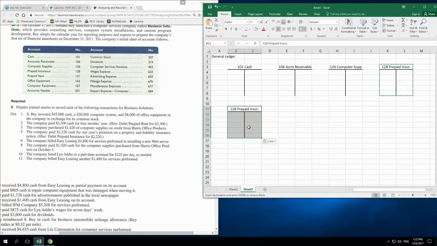So I'm going to make another account called prepaid rent. I'm going to actually make one for all of the ones in the chart of accounts. So I got office equipment. Now prepaid rent's account number is 131. Office equipment is 163.